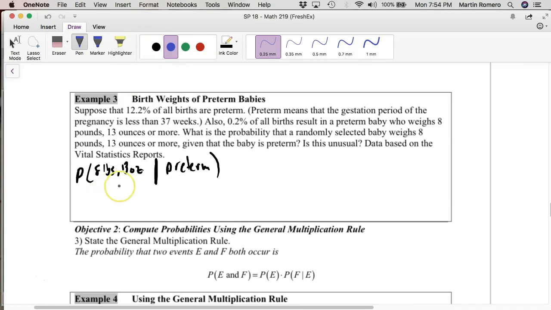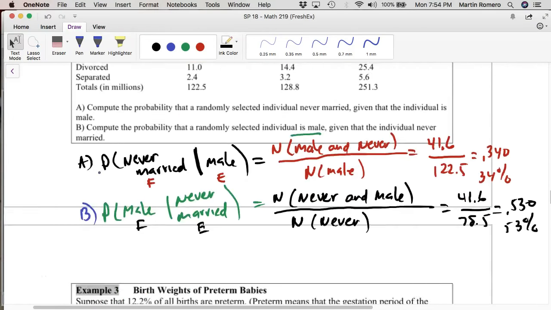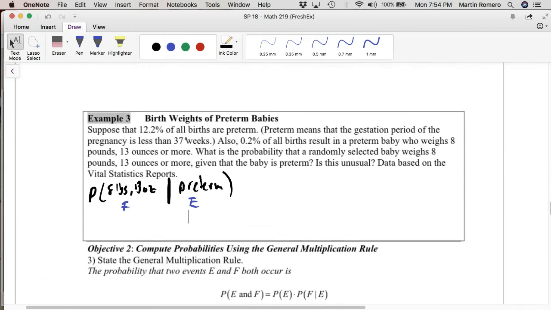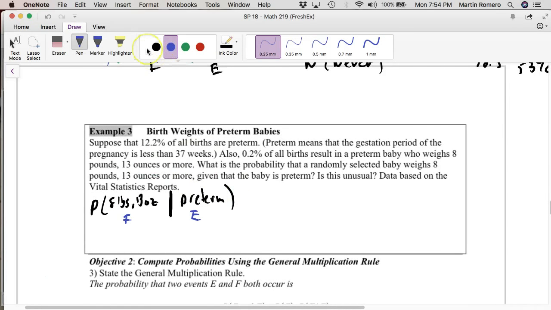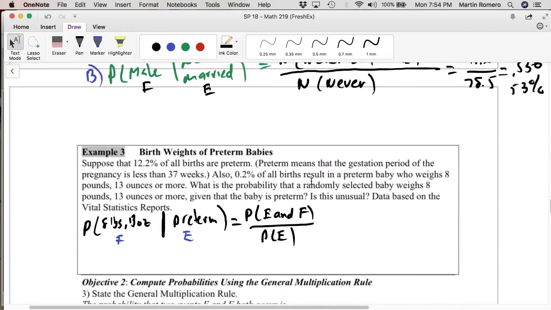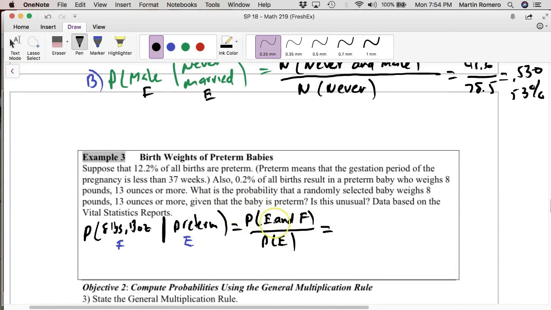So here, if we go back to our formula, you have F given E. So this is your F situation, and this is E. And in this situation, we're given probabilities. So what we want to do is the probability of E and F divided by the probability of E. It's because I have probabilities here. In the last problem, I had numbers. And so we're going to use that over here. And so we have these values already. What's the probability of E and F, which is being preterm and 8 pounds 13 ounces? We have it right there.